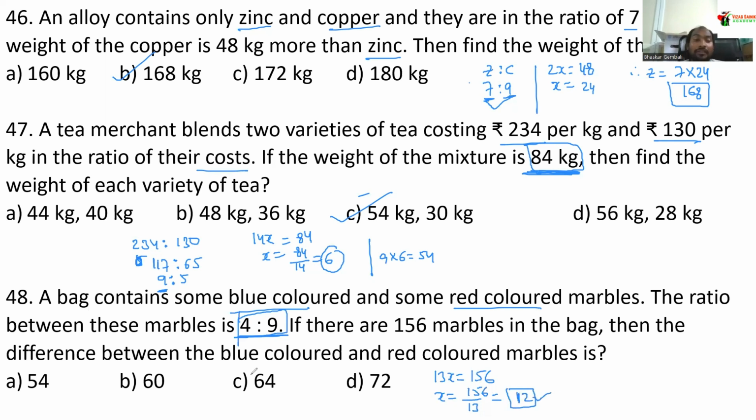But what is asked is the difference between the blue colored and red colored marbles. What is the difference between the two? One is 4 parts, the other is 9 parts, so 5 parts. The difference is 5 parts, which means 5 into 12, which is nothing but 60. So the answer is option B, 60. Good. Next one.